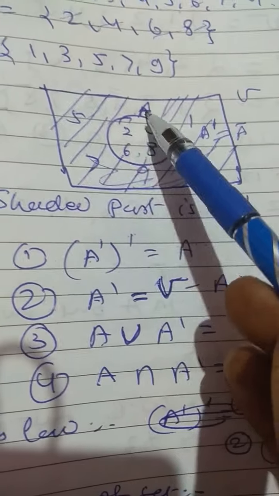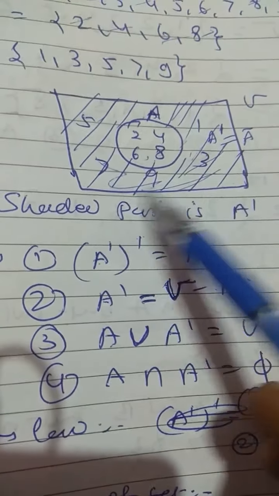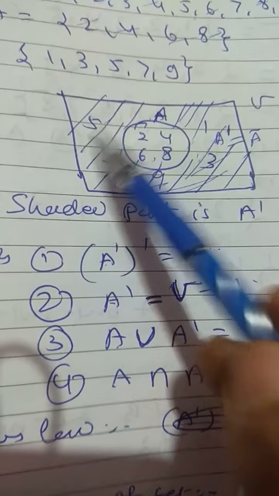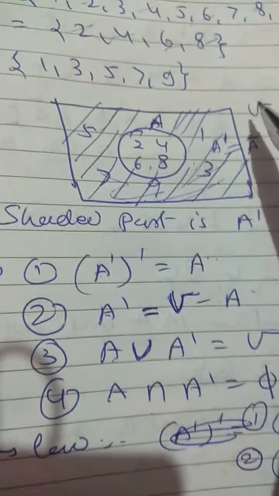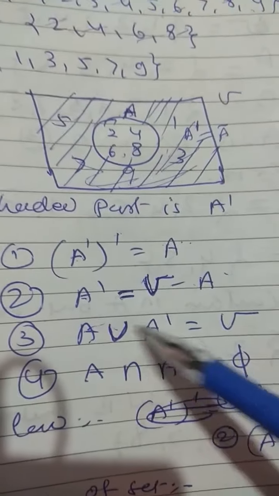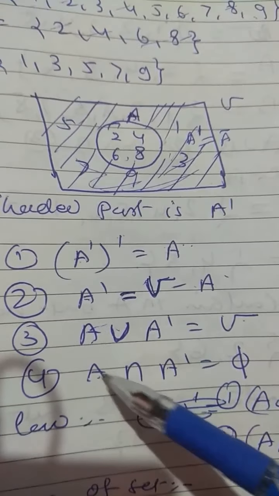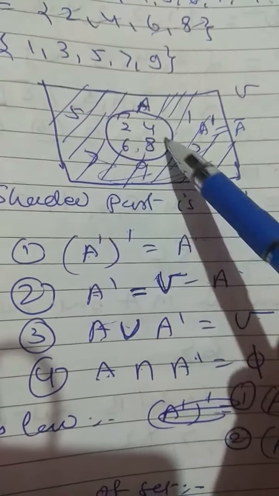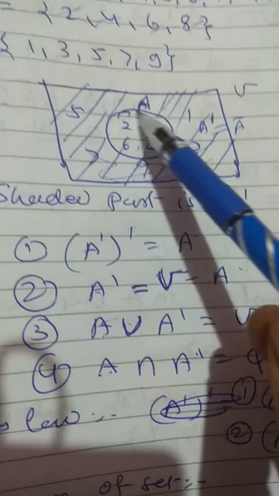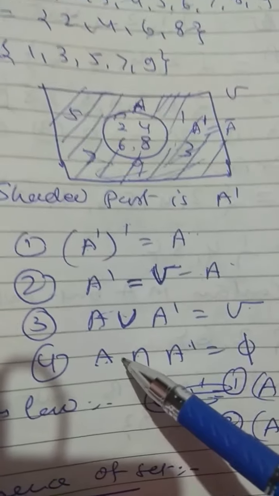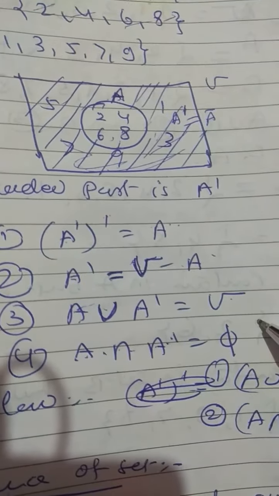Third one is, that is a capital A, and the remaining part is A dash. If we join A dash and A, we get the U. It means A union A dash is U. Now A intersection A dash, that is A, that is the remaining part A dash. No elements are common there. It means A intersect A dash equals to phi, the empty set.